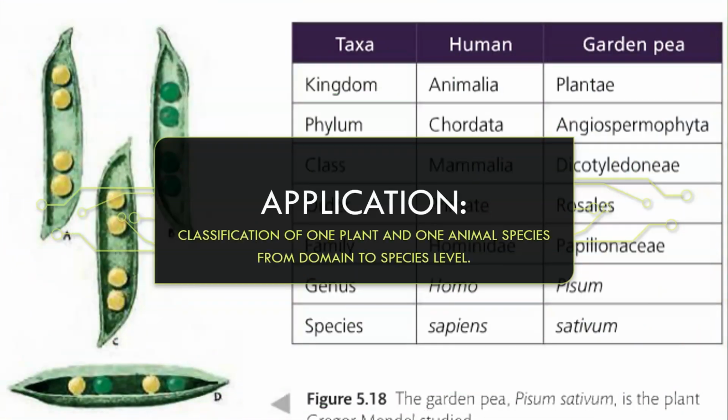Okay, so we move on to some of our application section now, and the first one is the classification of one plant and one animal species from domain to species level. So you need to choose one animal and one plant and be able to classify them the full way from domain to species level. We will do that in class. If you're watching this and you're not in my class, then maybe this is a good idea for you to practice now.